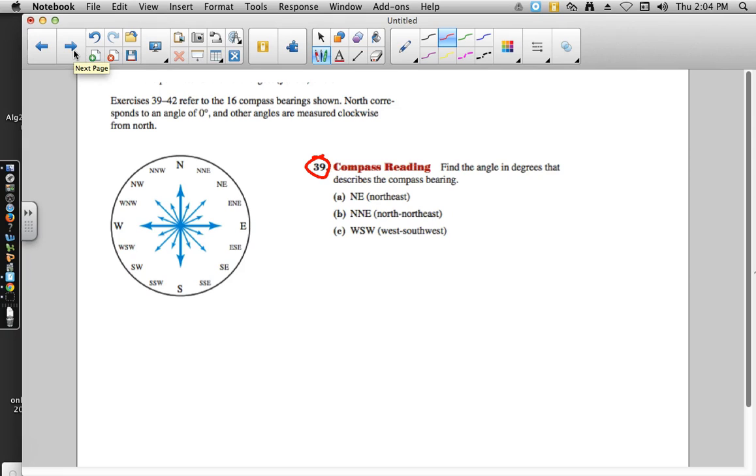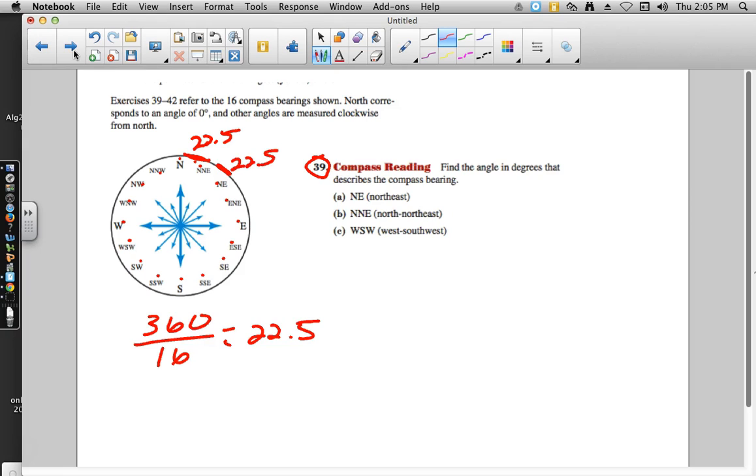So I would count up how many there are and just go around and say here's 1, 2, 3, 4, 5, 6, 7, 8, 9, 10, 11, 12, 13, 14, 15, 16 of them. So if those are all divided evenly, 360 divided by 16 gives me 22.5 degrees. So for each one of these little arcs here, the central angle would be 22.5 degrees.